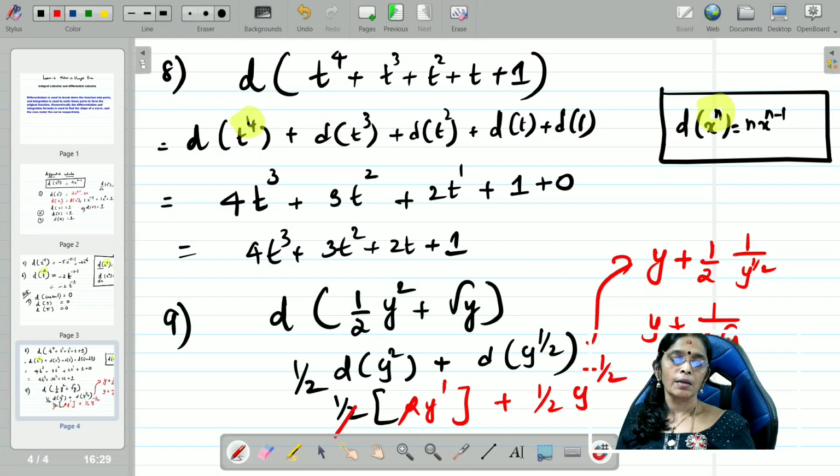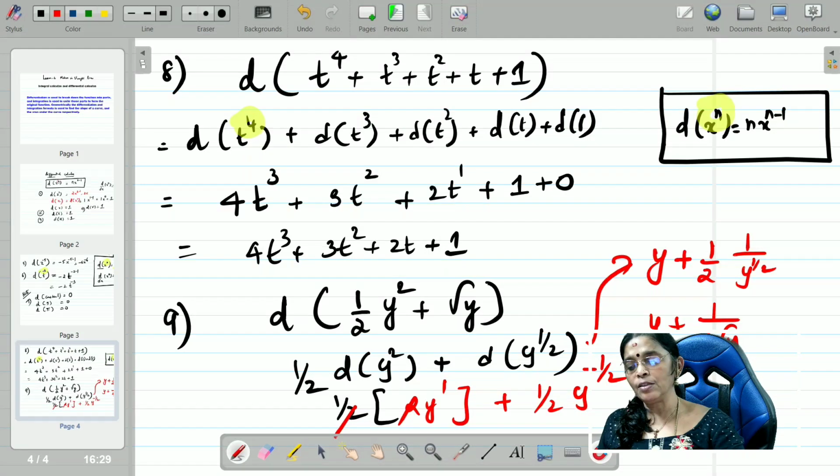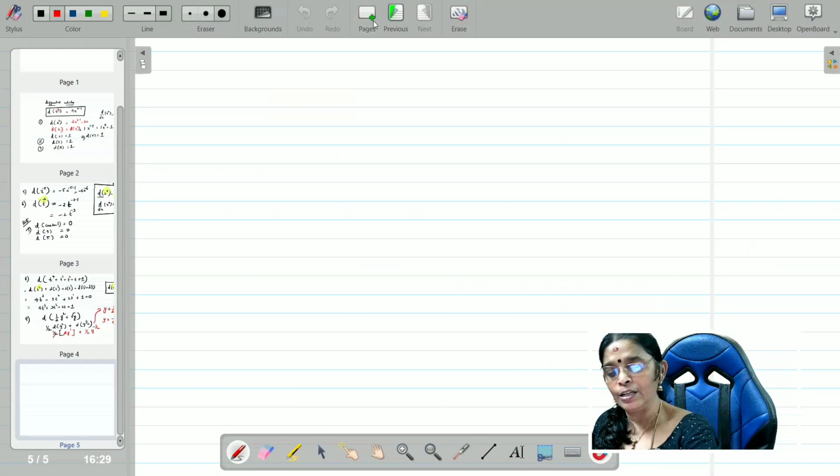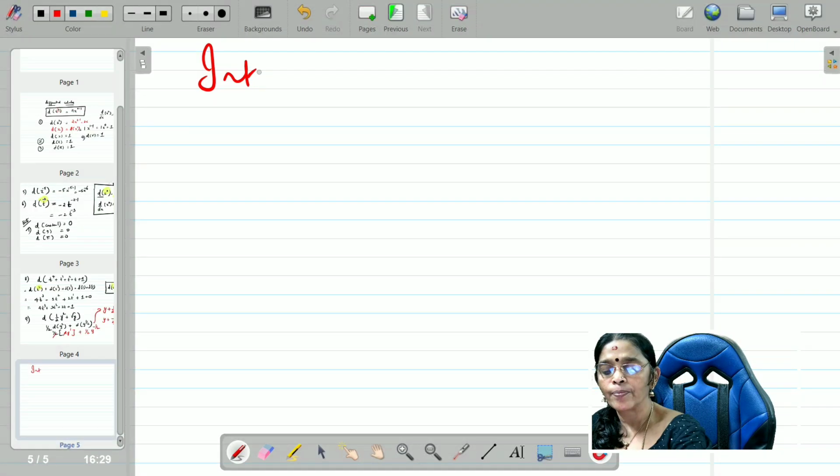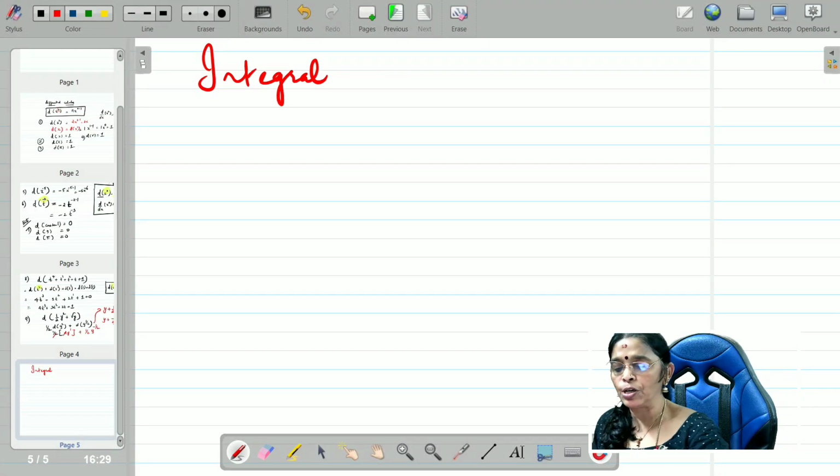That's it. Is it not very simple, children? Very simple, you can do it. This is differentiation, that is all over. Now we are going to go for the integration, integral calculus. These are also very simple, children.